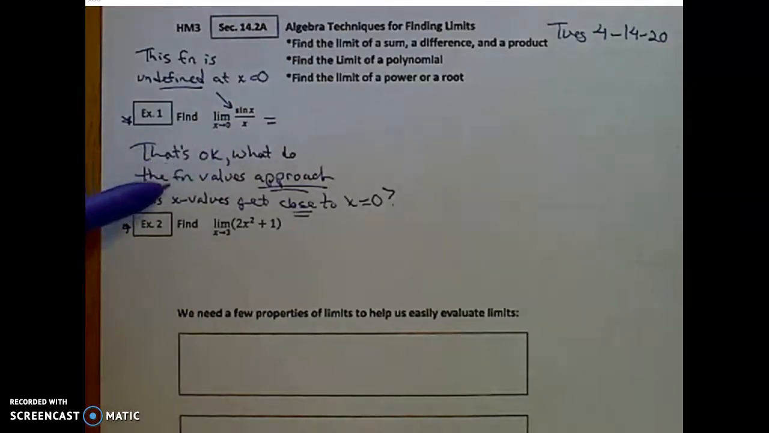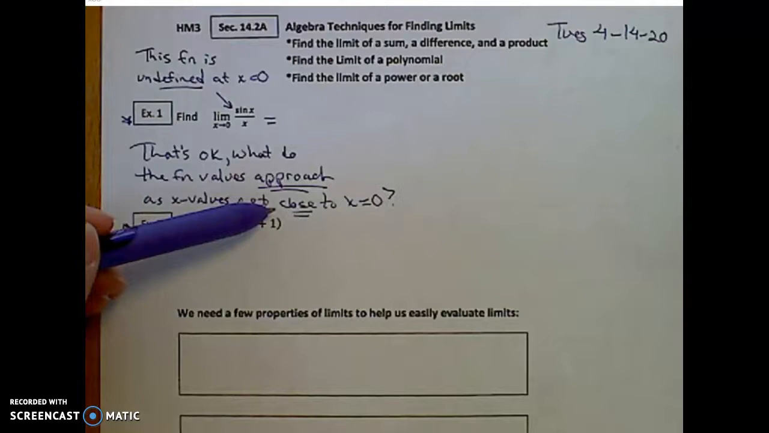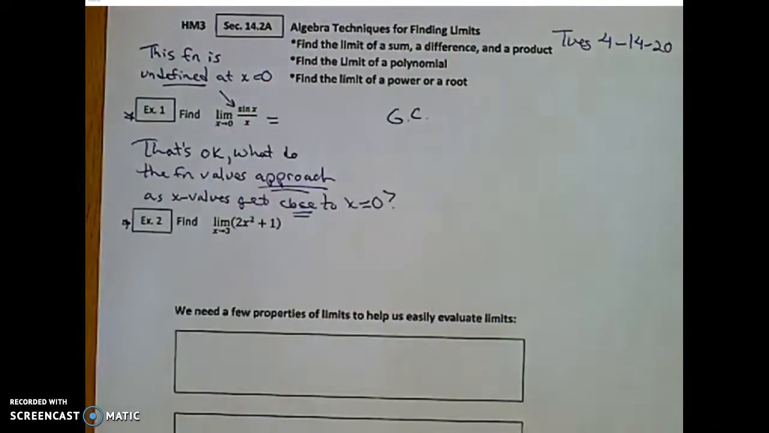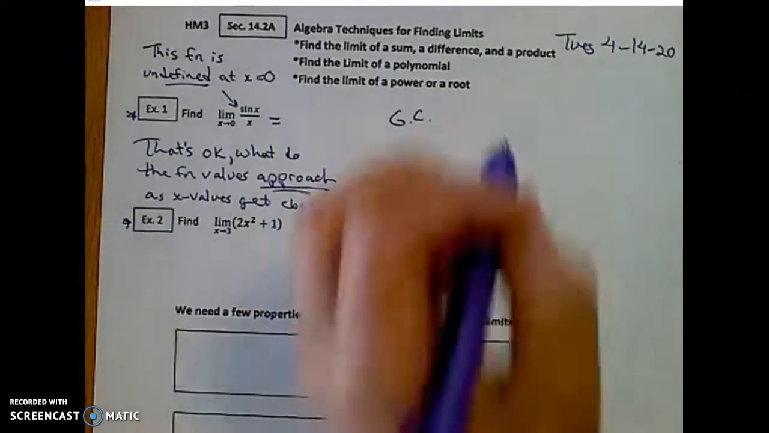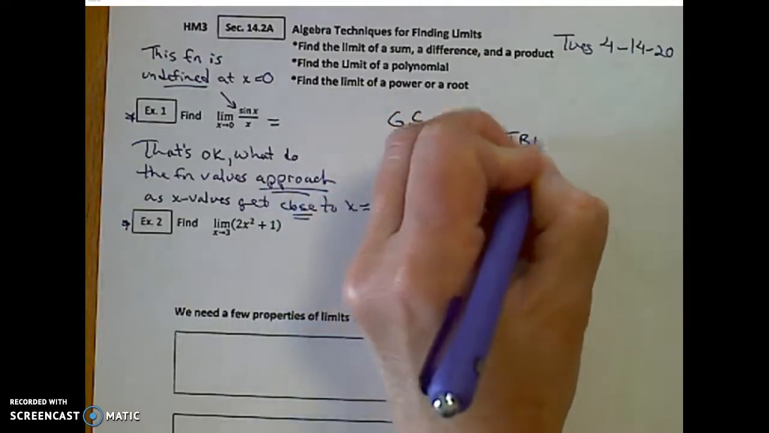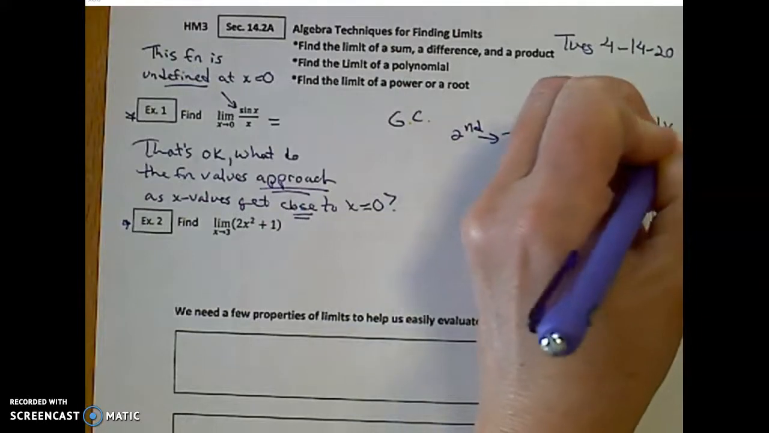That's okay. What do the function values approach, get close to, as the x values get close to x equals 0? This is a case where we need our graphing calculator because we can't get rid of that little problem spot, that undefined denominator. Remember, go to Second, Table Set, and we're going to get a table of values for that function.